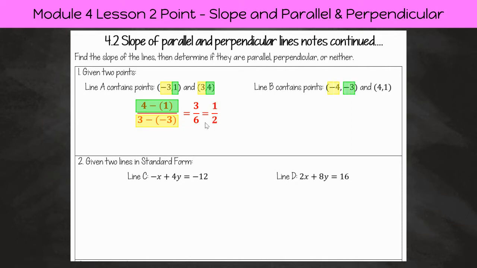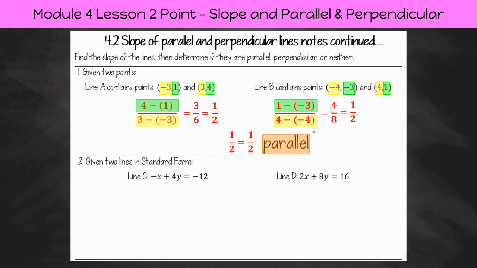Now we're going to look at line B, and we have -4 and -3, and 4, 1. So I'm going to put my y values on the top and my x values on the bottom, and I have 1 minus a -3 divided by 4 minus a -4. Well, 1 minus a -3 is going to be addition, so 1 plus 3, which is 4. And then 4 minus a -4 is going to be 8. So that is equal to 4 over 8, which is equal to 1/2. Well, 1/2 is equal to 1/2, therefore line A and line B are parallel because they have the same slope.